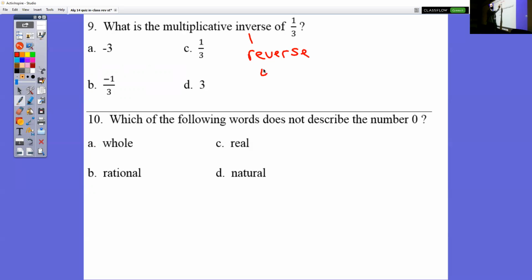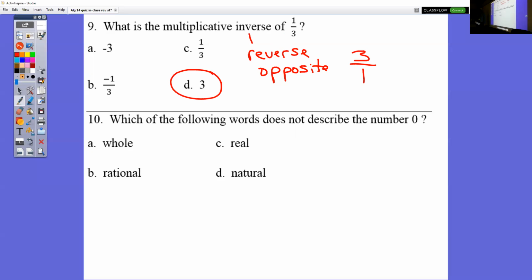Inverse is like reverse, which is like the opposite. So we're looking for the opposite of 1/3. The opposite of 1/3 is 3/1. But now notice that it's not listed there at all. The more mature way to write a number when it's over 1 is to not write the 1 at all. So this would just be choice D.